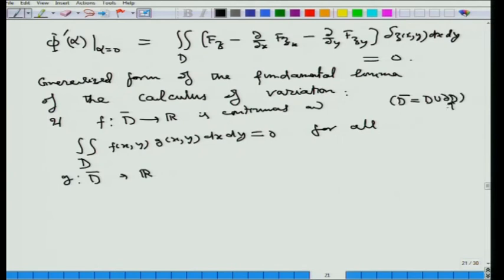This is the boundary of D. For all g from D closure to R continuous, then this f(x,y) is identically 0 on D closure.